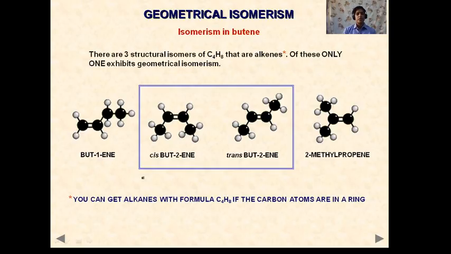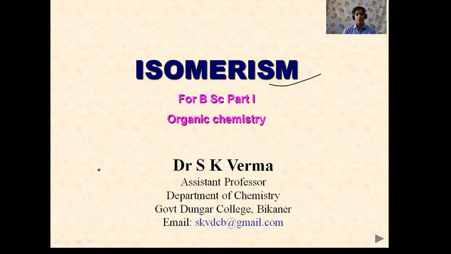By this analogy, we can clearly understand that out of the four possible isomers of butene, only two are stereoisomers of each other. 2-methylpropene and butadiene are also isomers of 2-butene, but these do not show stereoisomerism. Thank you once again.